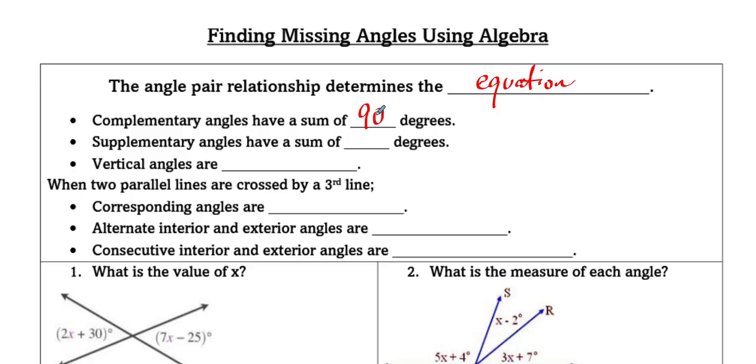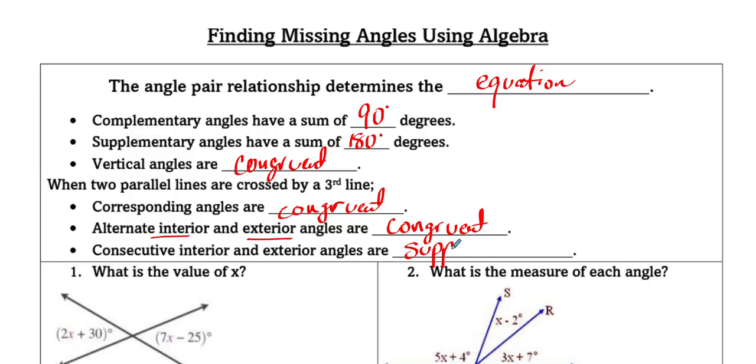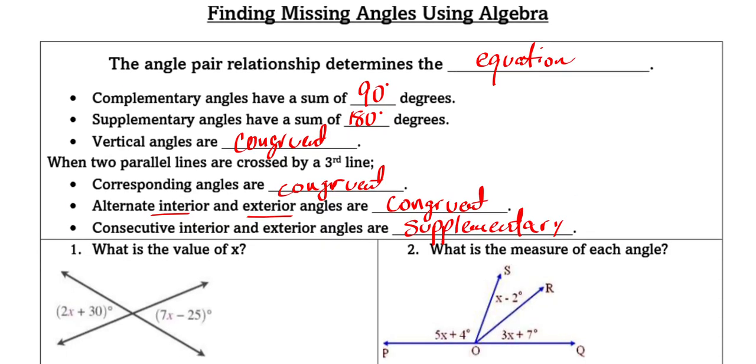Complementary angles have a sum of 90 degrees. Supplementary angles have a sum of 180. Vertical angles are congruent. When we have two parallel lines crossed by a third line, the corresponding angles are congruent. Alternate interior and alternate exterior angles are also congruent. And then consecutive interior angles and consecutive exterior angles are supplementary. Each of these is going to tell us exactly how to set up our equation for each picture.